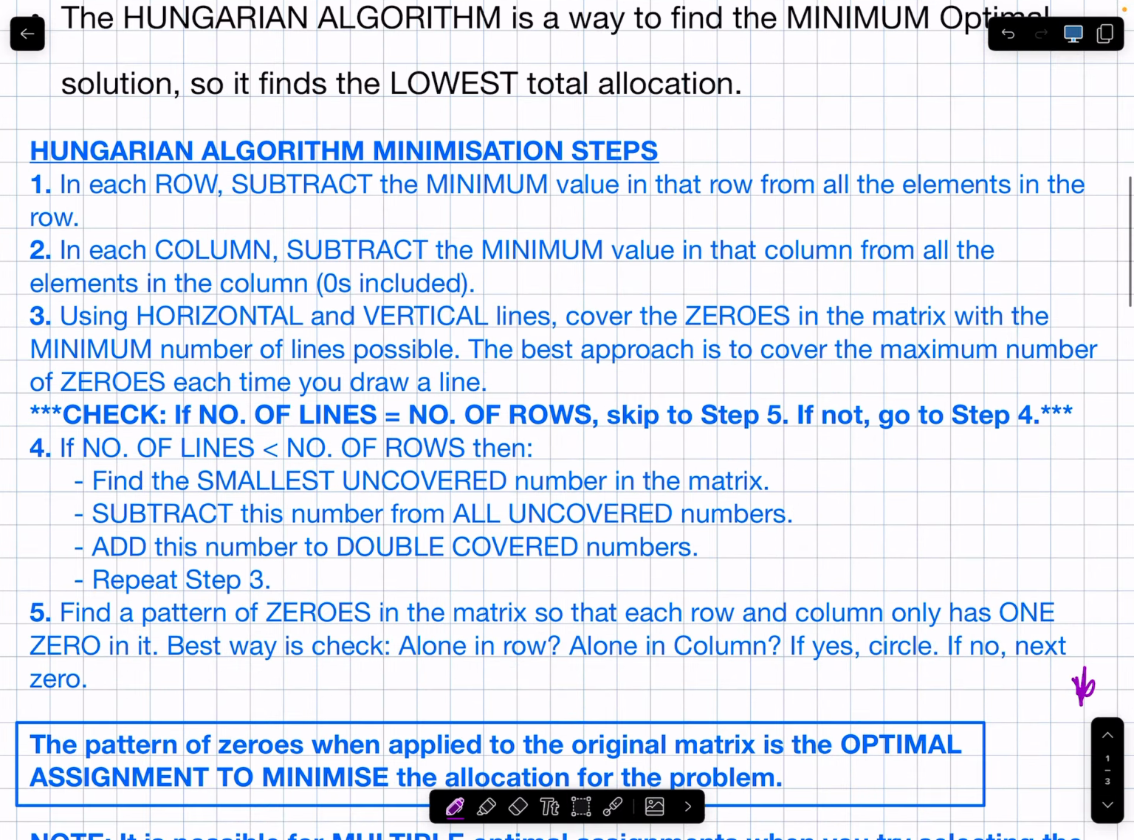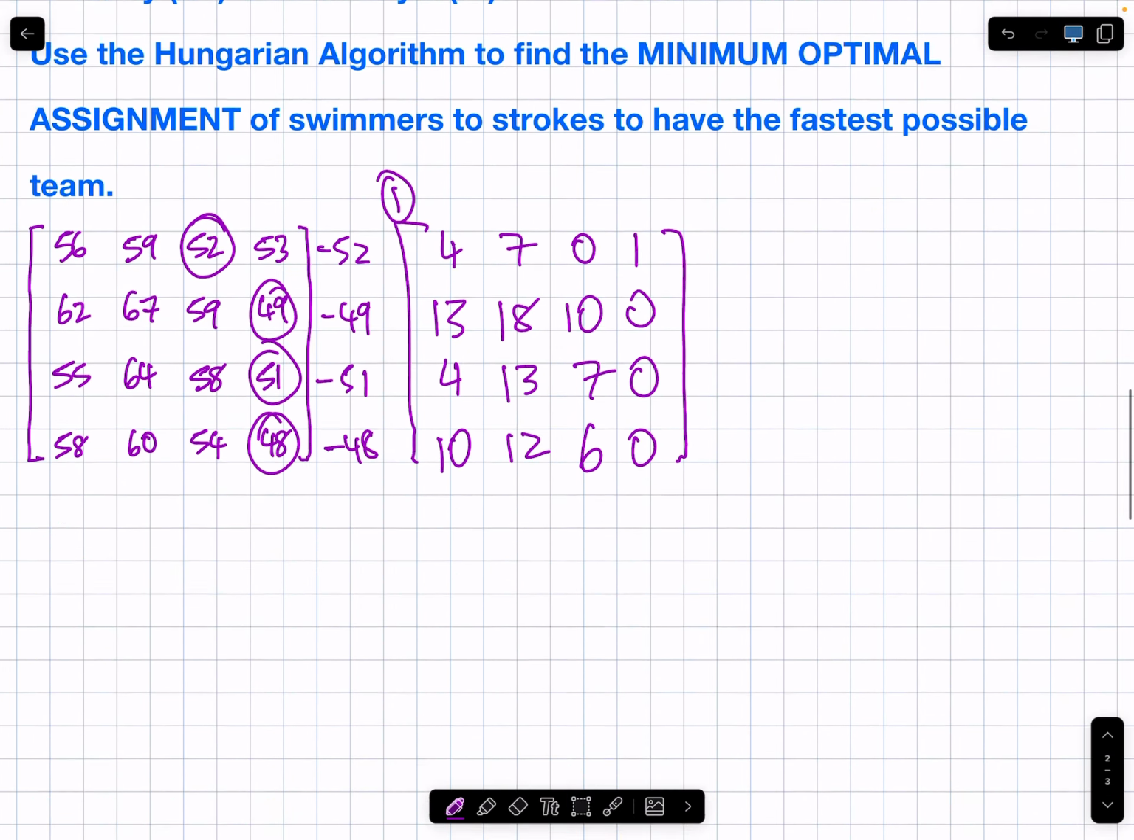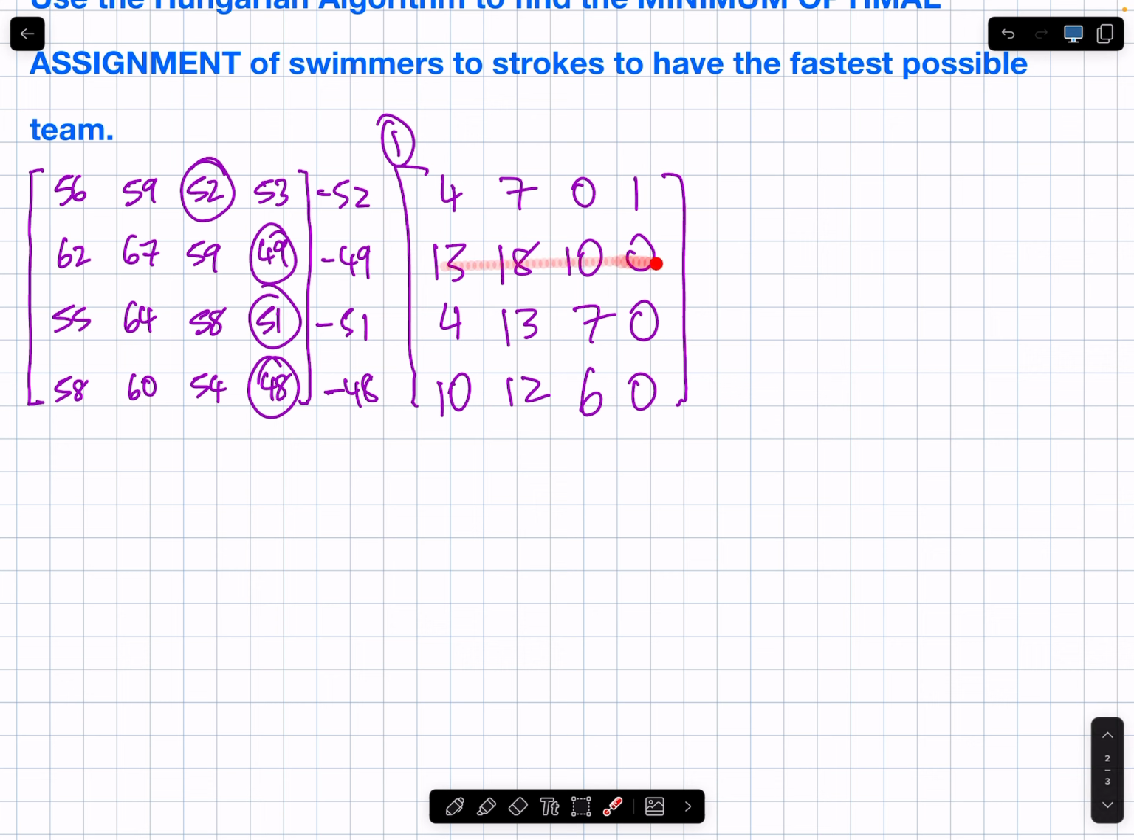Step 2, in each column, subtract the minimum. So we went line, line, line, line, we did the rows. Step 2 is the columns. Smallest number, subtract. What's the smallest number in column 1? 4. Take 4, circle. Smallest number in column 2? 7, subtract. Smallest number, including zeros, in column 3? Take nothing. Smallest number in column 4, including zeros?